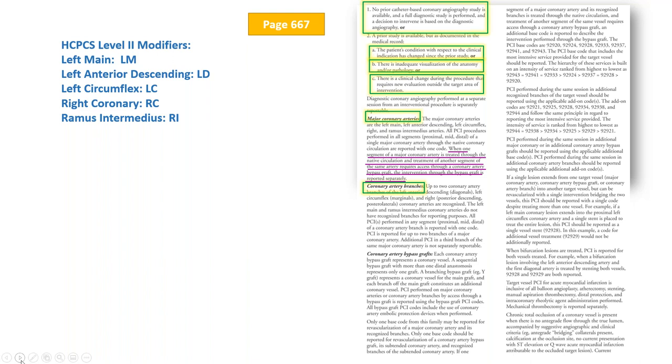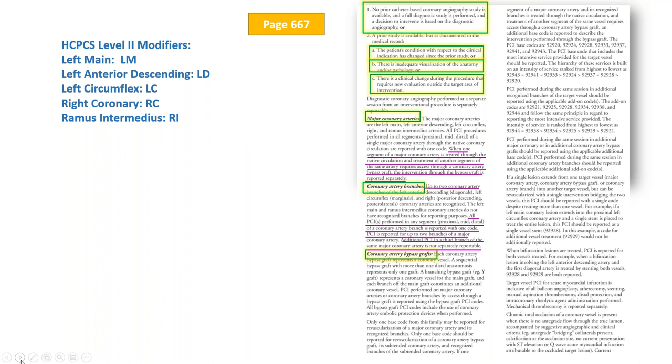Okay, coronary artery branches. Up to two coronary artery branches of the left anterior descending, which are called the diagonals, the left circumflex, which are the marginals, and the right coronary, which are the posterior descending and the posterior laterals, are recognized for PCI purposes. As we said earlier, the left main and the ramus intermedius coronary arteries do not have recognized branches for reporting purposes. All of the PCIs that are performed in any segment are reported with one code. You can report PCI codes for up to two branches of a major coronary artery. If the PCI is done on a third branch of the same coronary artery, it is not separately reportable. So you've got a two code max on that.